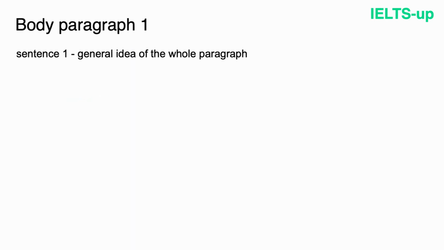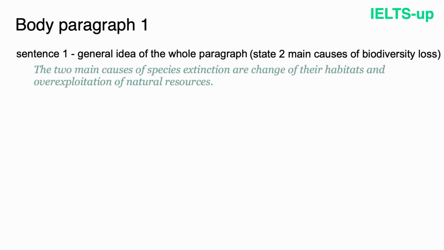The first sentence of this paragraph should contain a general idea of the whole paragraph. In our case, we just state 2 main causes of the biodiversity loss. Here is my first sentence. The 2 main causes of species extinction are change of their habitats and overexploitation of natural resources. Remember, we have produced these ideas earlier, so now I simply plug them into my sentence.